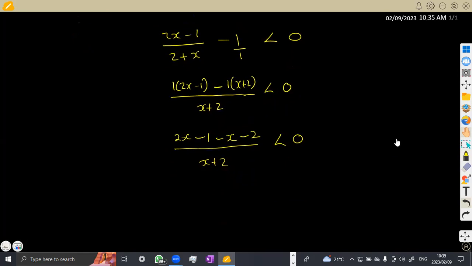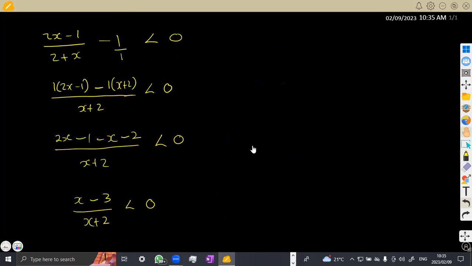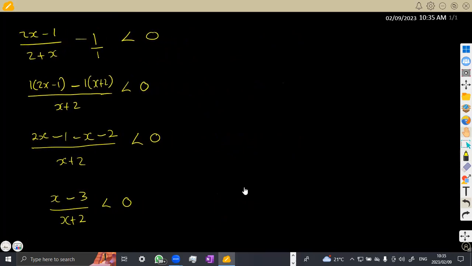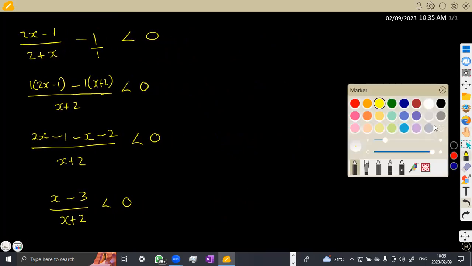We have to combine until we have got a single fraction: 2x minus x, which is x, minus 2 minus 1, that's -3, over x plus 2, less than 0. So like I said from the previous question, what you need at this point is to find the critical values from the numerator and from the denominator.